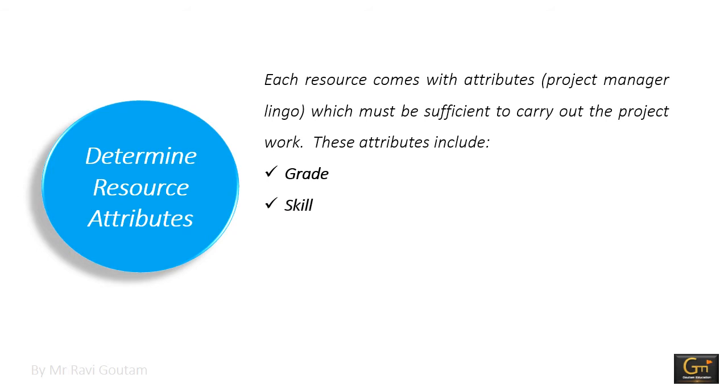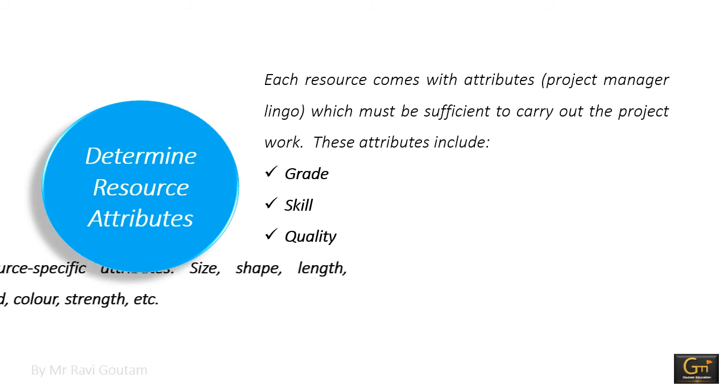Then skill. So skill is the same as grade but specific to the human resource. Bill and Bob in this case must know how to pound the fence post and be strong enough to drive the post. Then quality and grade are not the same thing. Quality refers to the degree to which the resource meets specification.